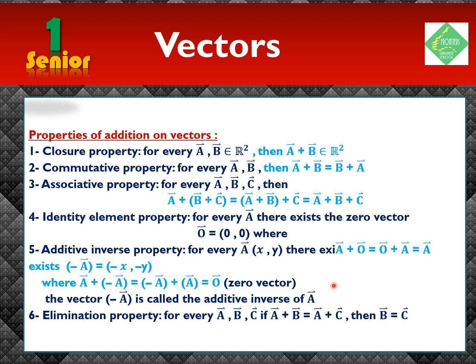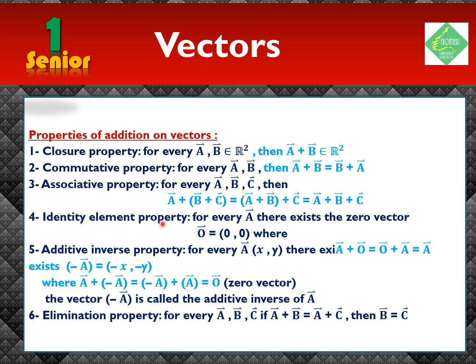Properties of addition. Closure property: a plus b, when a belongs to R and b belongs to R, so a plus b belongs to R. Commutative property: a plus b equals b plus a. Associative property: a plus (b plus c) equals (a plus b) plus c, all in R, equal to a plus b plus c.